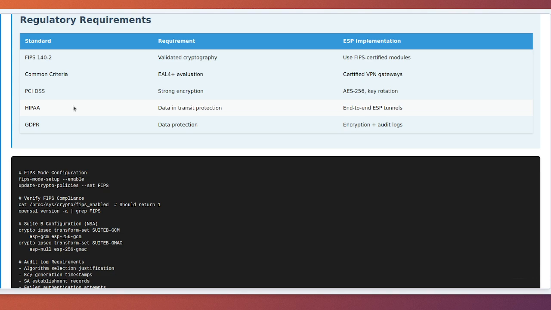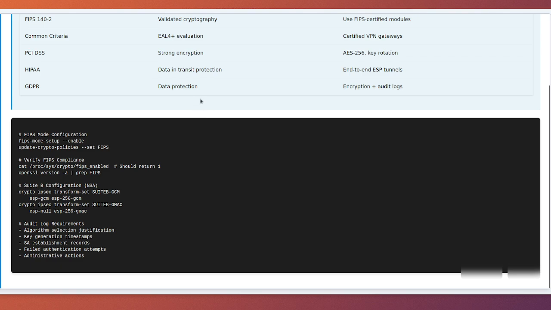International variations in cryptographic regulations can complicate global deployments. Some countries restrict key lengths. For example, certain jurisdictions have historically limited encryption to 56 or 64 bits, though these restrictions are becoming rare.